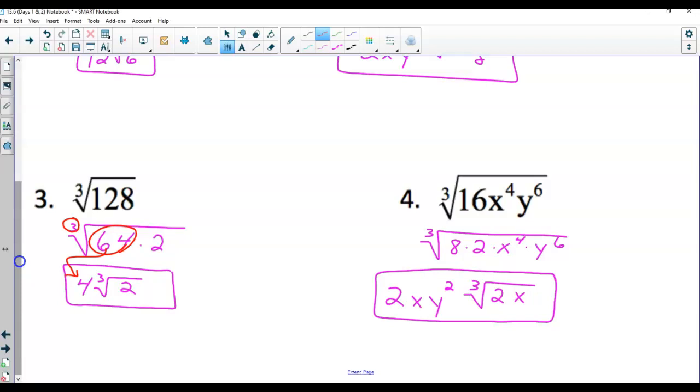Number 4, again, looking at cubes. I see 16 actually breaks into a perfect cube of 8 times 2. And then I leave all these numbers the same way. I know the cube root of 8 is 2. And I know this 2 stays underneath the cube root because it doesn't come out. I say 3 goes into 4 evenly 1 time with 1 left over. And I know 3 goes into 6 2 times evenly with none left over. That's why that is my final answer.